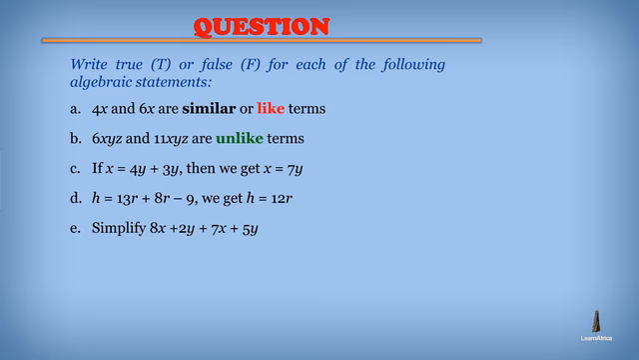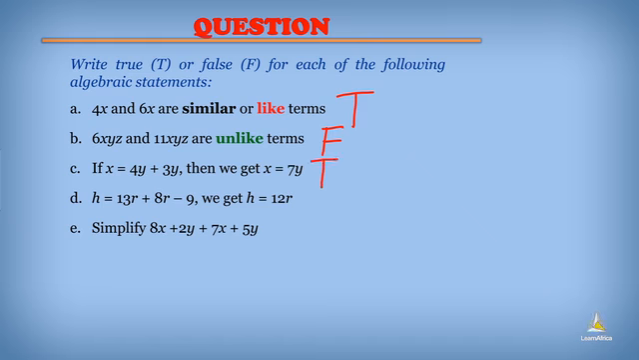A, we have 4x and 6x are similar or like terms. That's true. So we have T. B, we have 6xyz and 11xyz are unlike terms. That's a false. So we write F. Then we have if x equal to 4y plus 3y, then we get 7y. That's true. So we have T.